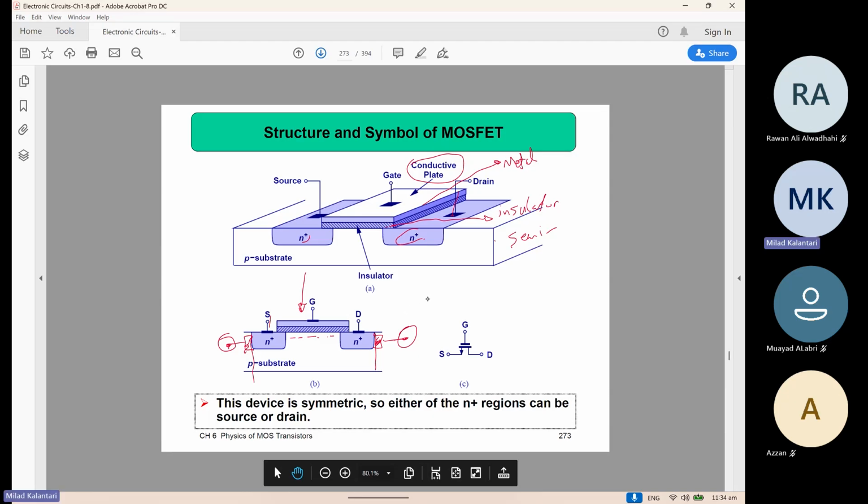From now on, we always draw the MOSFET device from the cross section. But in fact, you should always remember this device has some width. It's 3D, right? It's just from the side. So you just remember that this device has some width. It's not just 2D.